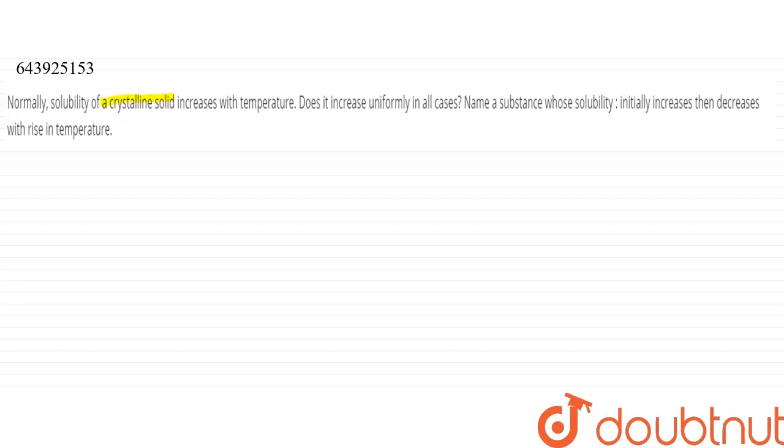Normally, solubility of a crystalline solid increases with temperature. Does it increase uniformly in all cases? Name a substance whose solubility initially increases, then decreases with rise in temperature.